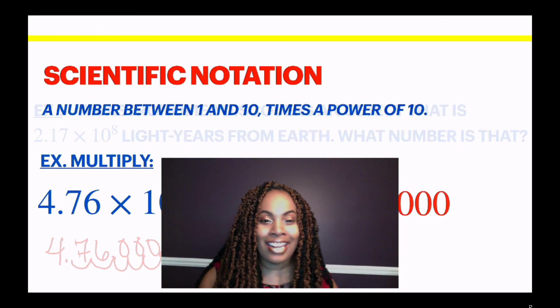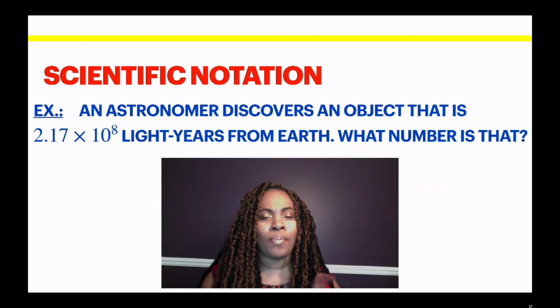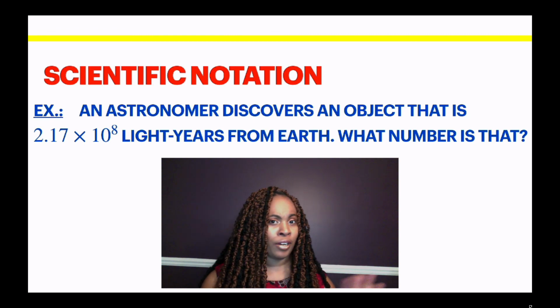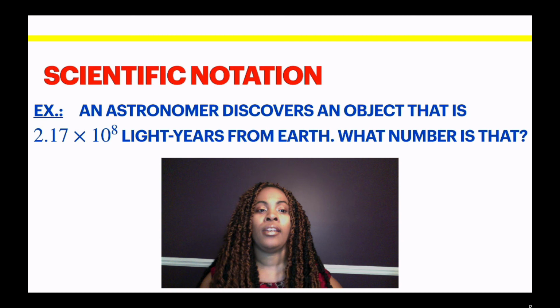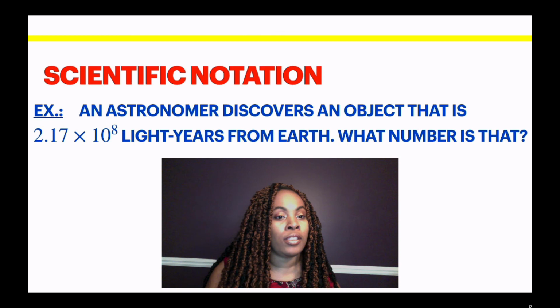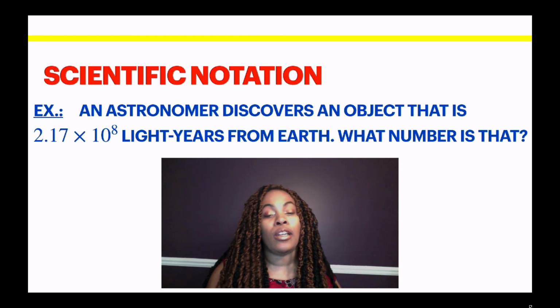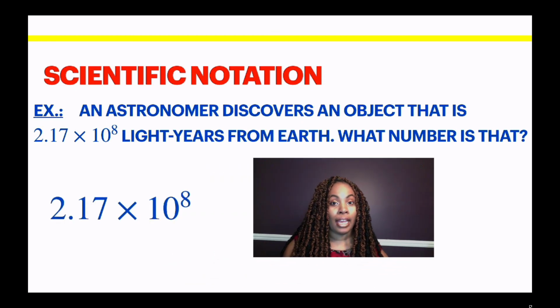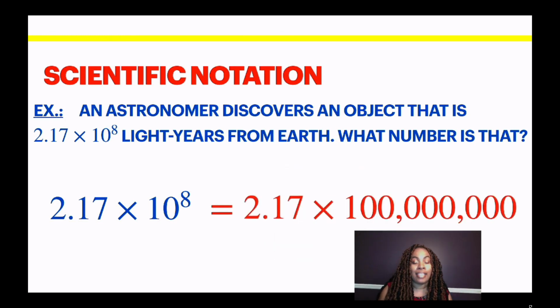Okay, let's try another example. But this time, this is going to be a real world example. There's nothing like looking at these type of mathematical problems, but in real world situations. So it says, an astronomer discovers an object that is 2 in 1700ths times 10 to the 8th power light years from Earth. What number is that? Well, let's set it up and let's expand it. We know that 10 to the 8th power, it usually has 8 zeros, right? So that number ends up being 100 million. So what we're really saying is 2 in 1700ths times 100 million.